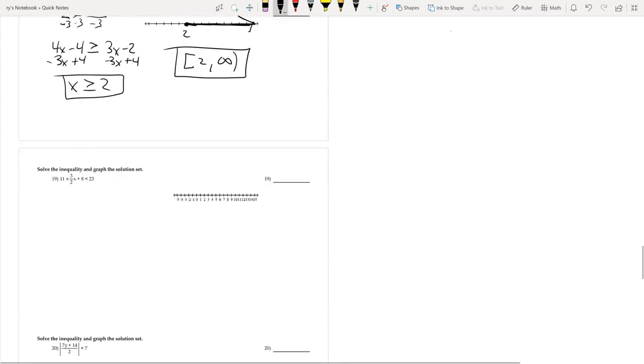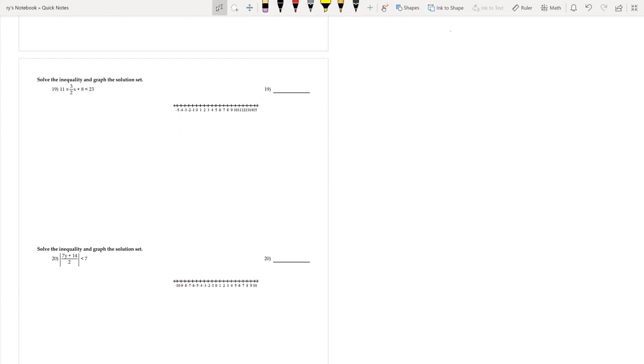All right, number 19, almost done. This one is a compound inequality. You can still solve it the same way by just, whatever you do to the middle, do to both sides. So I'm going to multiply everything by 2 to get rid of that. Actually, sorry, scratch that. I'm going to subtract 8. So subtract 8 from everything. So I get 3 is less than or equal to 3 over 2x is less than 15.